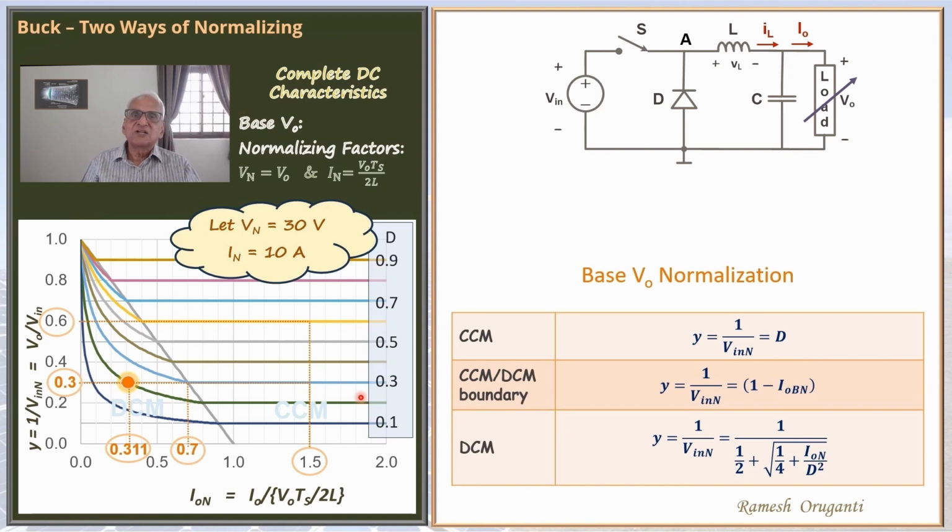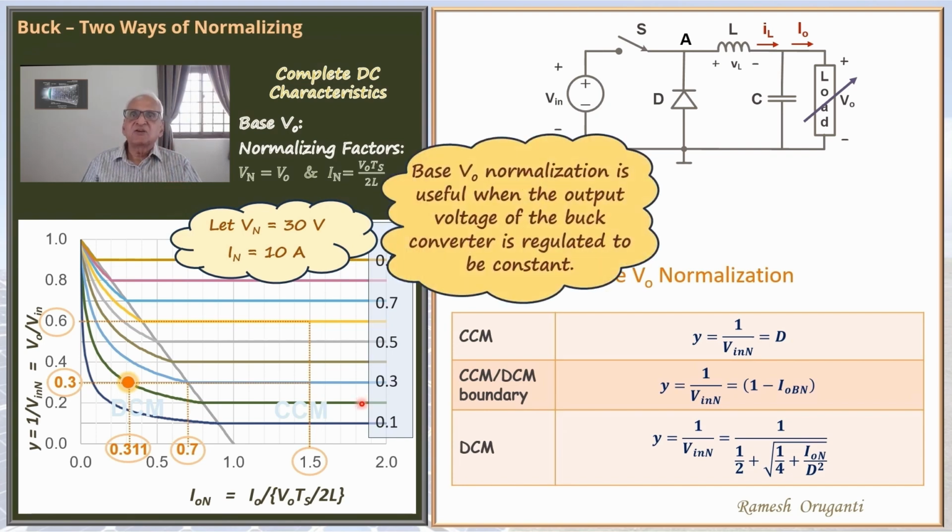So under closed loop condition, when we are regulating the output voltage to be constant against input voltage variations, against load current variations, base V0 normalization and this way of representing the DC characteristics of the converter are useful. They are useful in understanding how the converter operates. There are many such applications where the output voltage is held constant. So this is a useful way of representing or showing the DC characteristics of the buck converter.